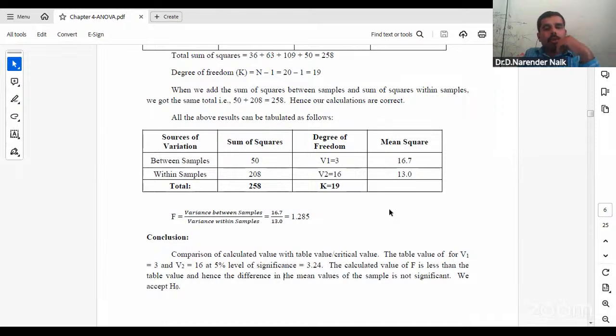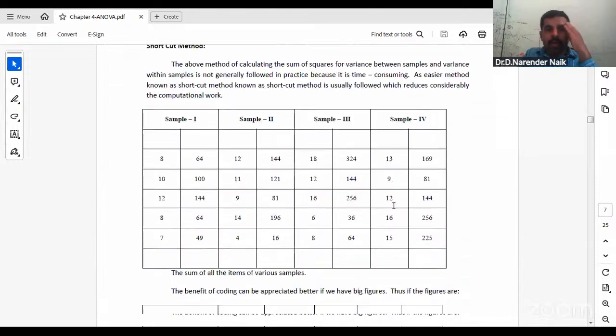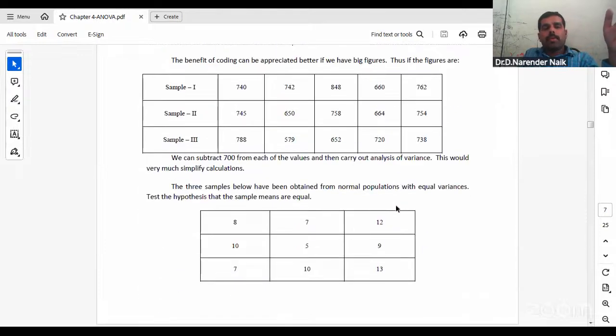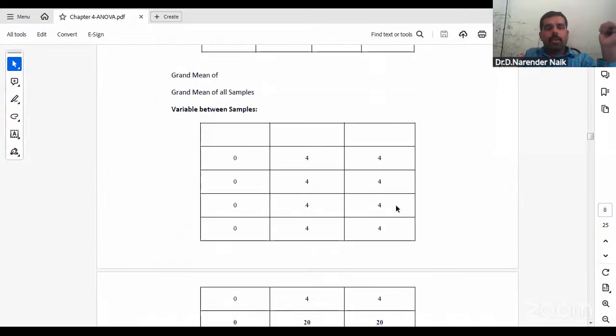We go for the two-way classification now. We are going to conclude this chapter also. A shortcut method is also there, but it is not required now. We have less time, and in this time it is not possible to cover all the units. I'm focusing only on the very important topics.